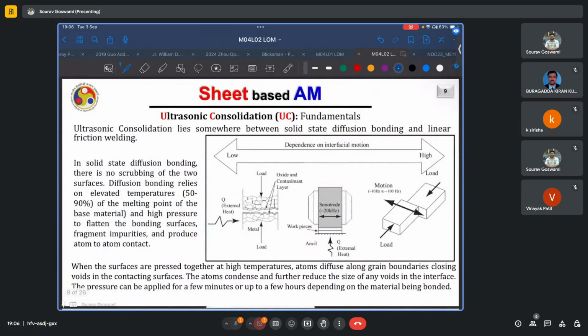We'll delve somewhat deeper into the working principles of this process. And in terms of comparison to, say, existing or standardized processes, UC may be said to lie somewhere between the solid state diffusion bonding and the linear friction welding. And let us see what are the similarities and dissimilarities of this process with these existing ones. So in solid state diffusion bonding, you will have no scrubbing of the two surfaces because there is no relative motion. It's just that they are held together under some normal load.